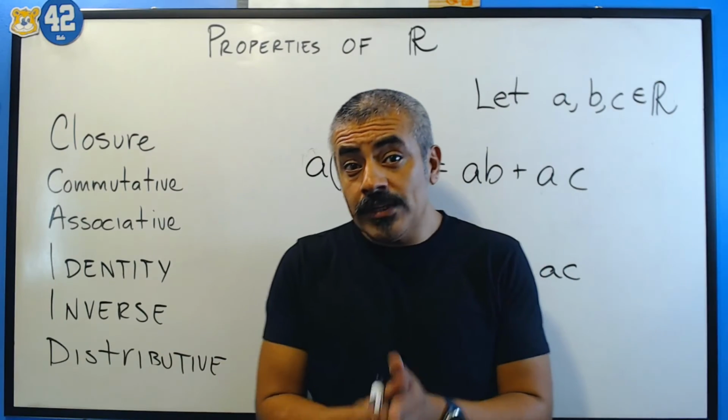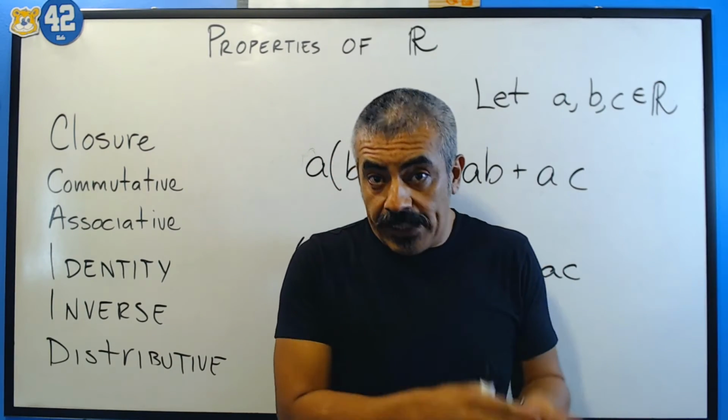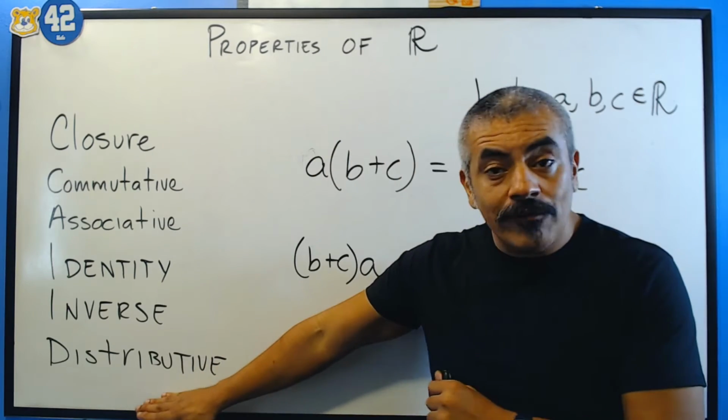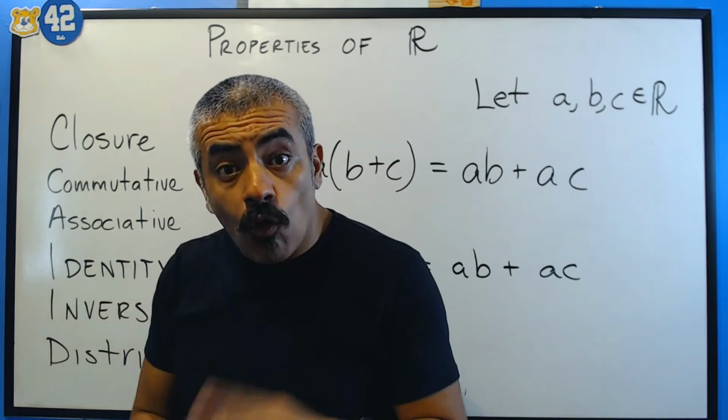The last property is going to combine both addition and multiplication. And we're going to come up with something called the distributive property of multiplication over addition.